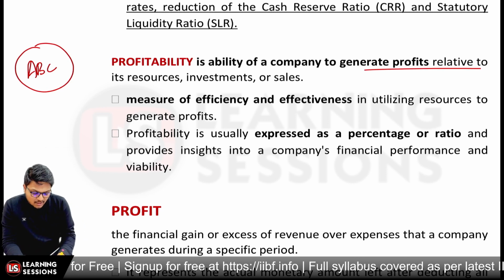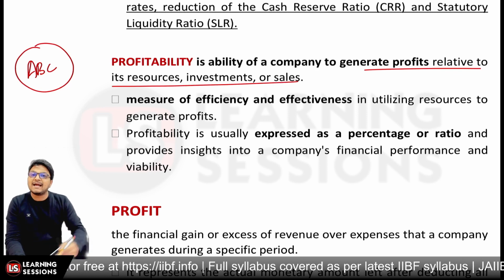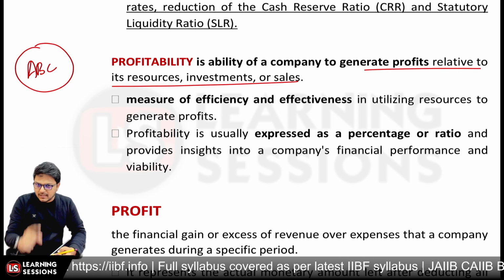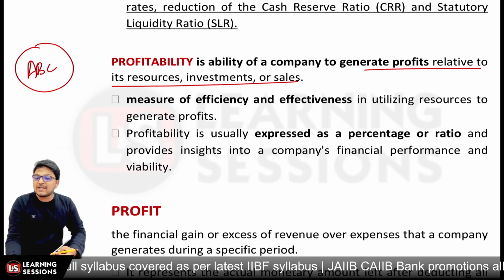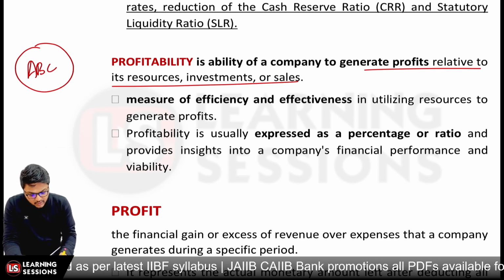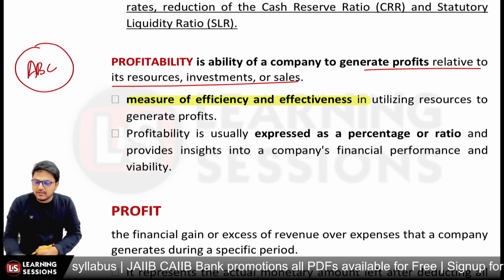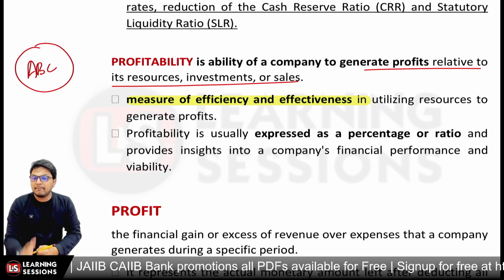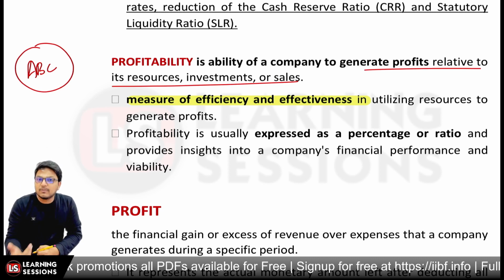Let's say a particular amount of investment has been made or sales have been made. So profitability is a concept related to the ability of the company. It basically measures the efficiency. When we talk about profitability, we're talking about the efficiency and effectiveness of the company, that is, how effectively and how efficiently the bank has been utilizing the resources so as to generate the profits.